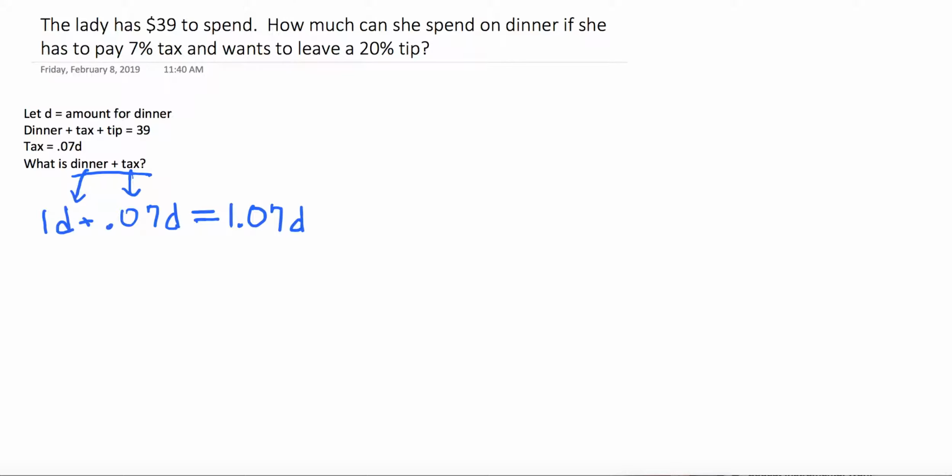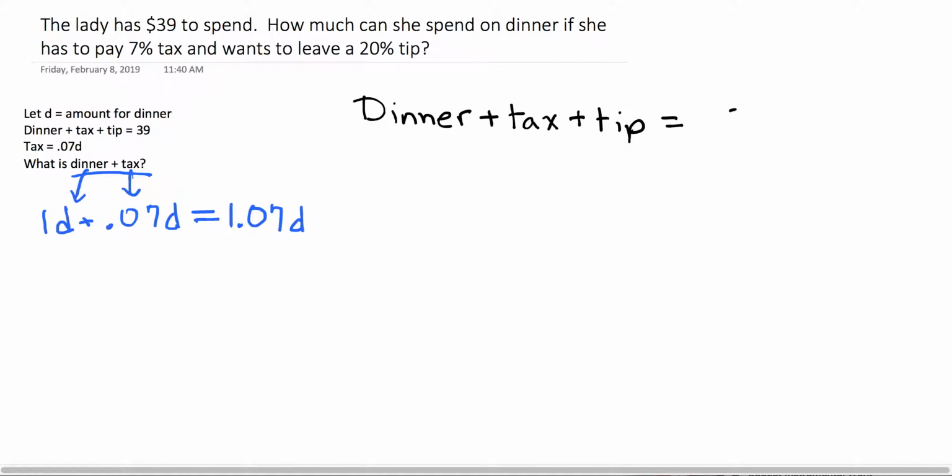Now the next question is, remember, we want the dinner, and I apologize for how messy this is. I am not this messy, it's just super hard to write on this tablet. The dinner plus the tax plus the tip is $39. We've already established that the dinner plus the tax is 1.07D. From here, right? The dinner plus the tax.